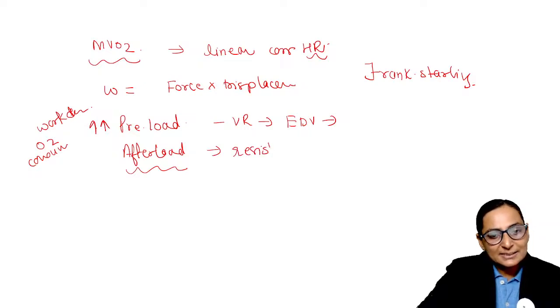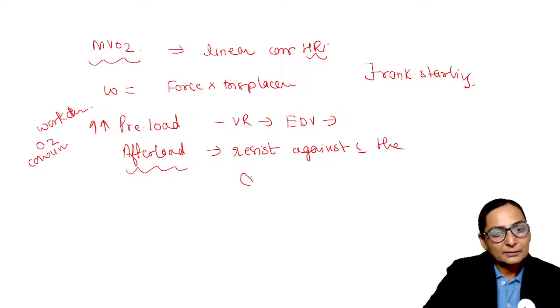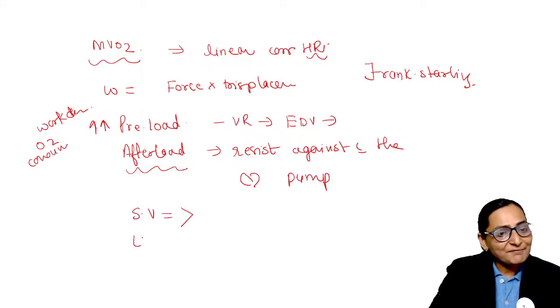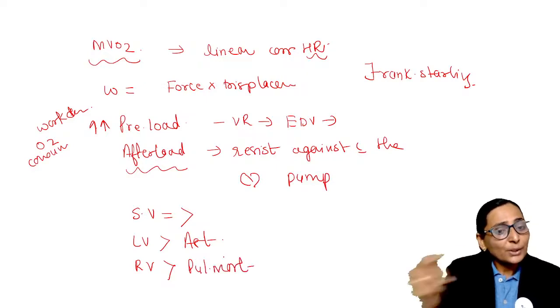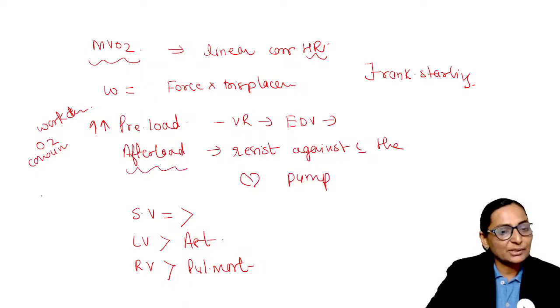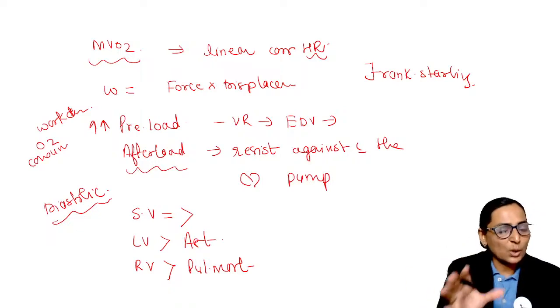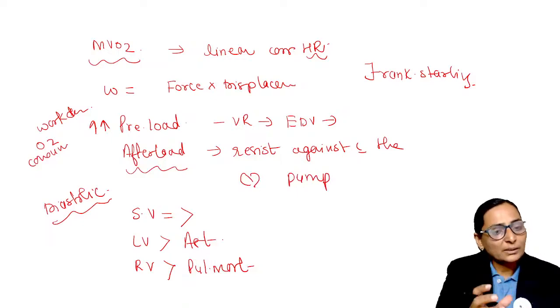It is the resistance against which the heart has to pump the blood. Okay, the resistance against which the heart has to pump the blood. So we say that semilunar valves will open when the left ventricular pressure will become more than that of the aorta and the right ventricular pressure will become more than that of the pulmonary artery. So which pressure is being talked about here? This pressure is your diastolic pressure. Diastolic pressure. So just imagine if there is aortic stenosis or if there is systemic hypertension, what will happen?